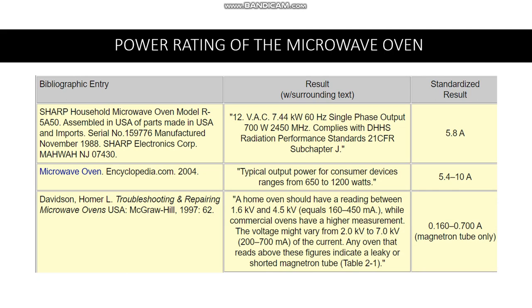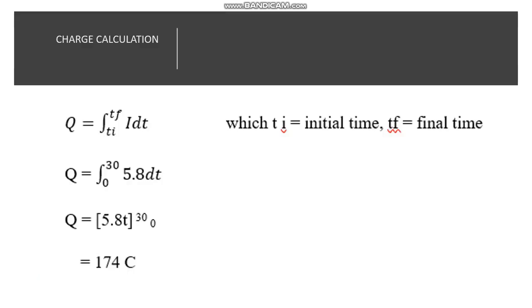For the power rating of the microwave oven, we are concentrating on the Sharp household model, which has a standardized current rating of 5.8 ampere. The standardized current rating will then be used for the charge calculation. For the charge calculation, we assume that the charge will not affect any of the parameters in our next calculation, and that the charge will be static throughout the experiment. The formula of the charge is Q equals the integration over the time limit of the standardized current rating. For our time limit, we assume the time is from 0 to 30 seconds, and when we integrate, we get 174 coulombs for the charge.